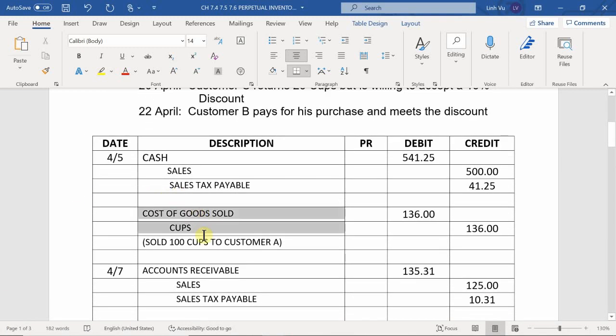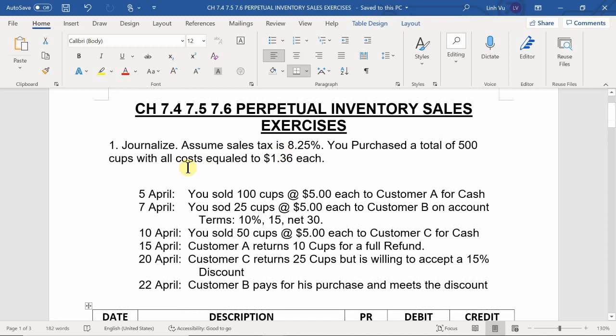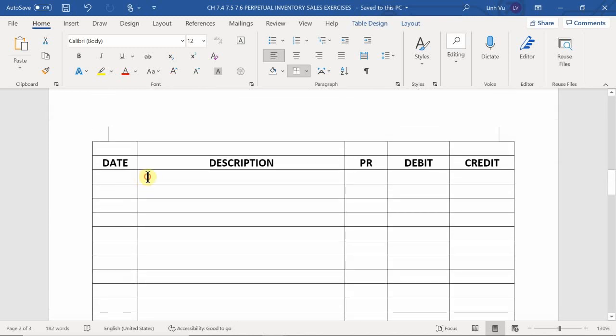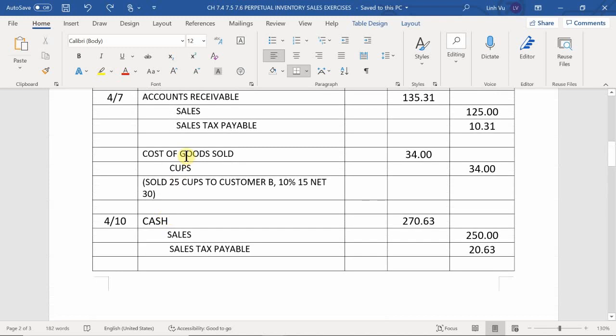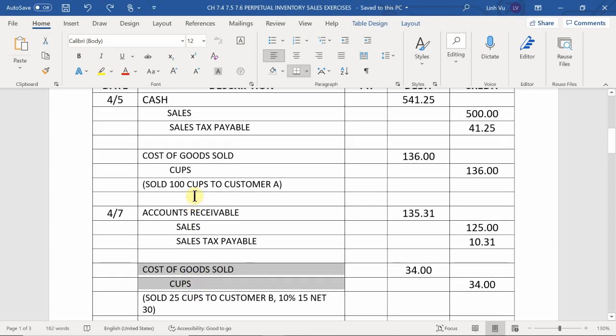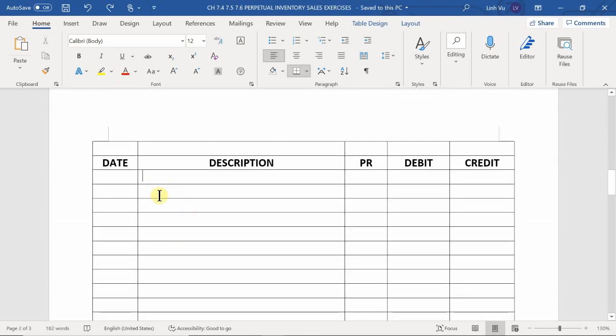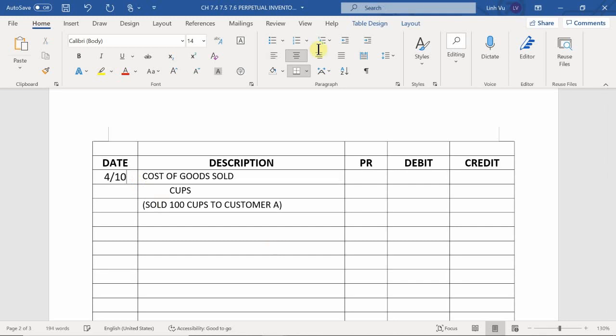Okay. Now we also got to update our inventory because we sold 50 of those cups and it cost me $1.36 each. So what is my total cost of goods sold here? $68. $68 you said? Yes. Okay. And again, you sold 50 cups to customer C.